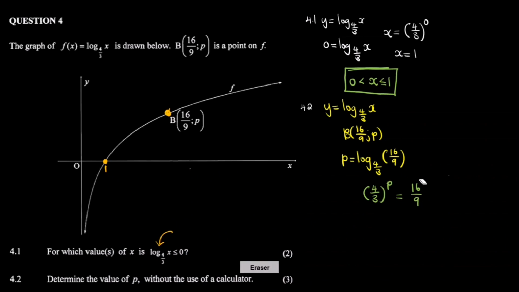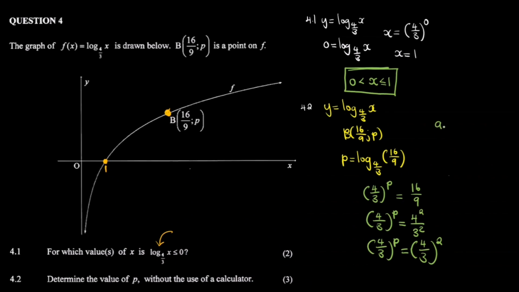Right, now I can write this 16 over 9 as 4/3 squared. So we know that we have 4 over 3 to the power p, right? One way in which I can write this 16 is as 4 squared, and I can write this 9 as 3 squared. So essentially I will have 4 over 3 to the exponent p, which is equal to, I can see that the numerator is raised to an exponent of 2 and the denominator is raised to an exponent of 2. So I can just write this as 4 over 3 all raised to 2.